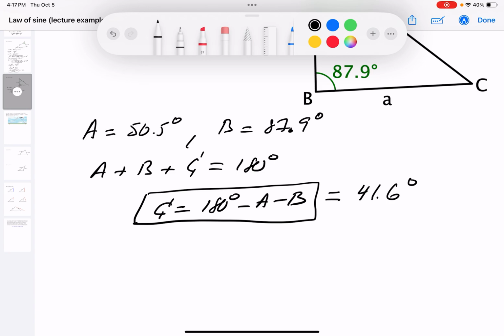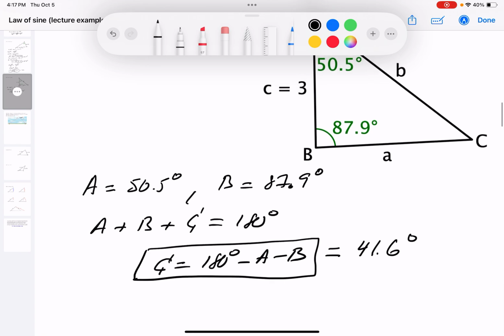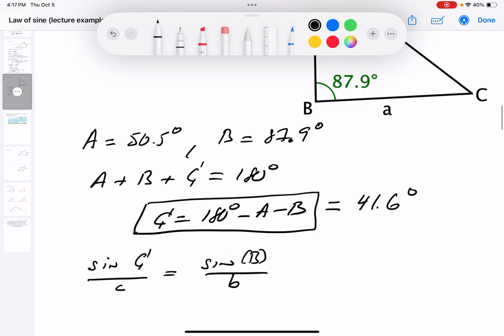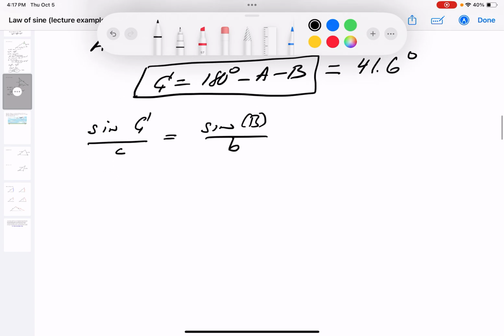So I'm going to say, what else do I need to know? I need to know other things in the problem, and I need to know the sides, right? So what I'm going to do over here, I'm going to say sine of C over side C is going to be sine of B over side B, all right? Now, I don't know side B, by the way, but I want to solve for that.